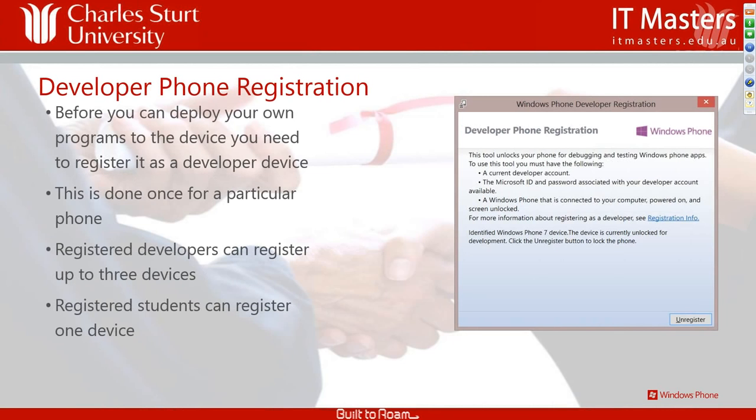Before you actually make use of a real physical device for developer testing, you need to register that device. There is this Windows Phone developer registration tool you can make use of. You will, of course, need a Windows developer account. So using a Windows Live ID, you'll need to go and sign up for a developer account.